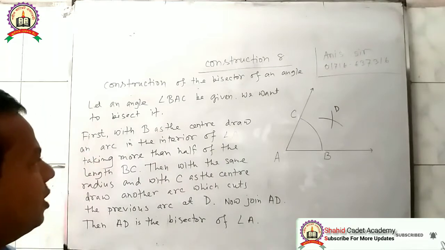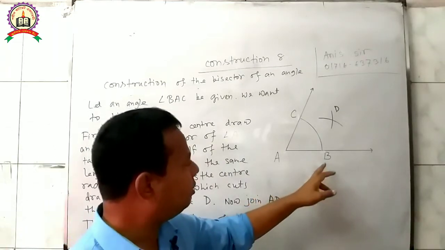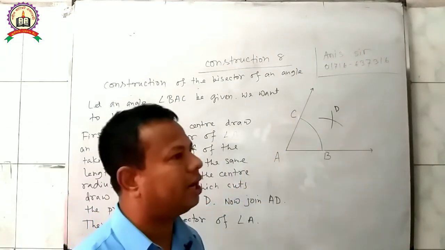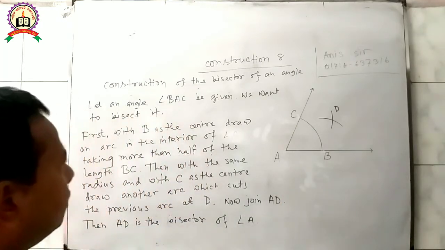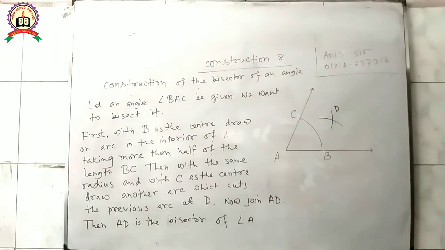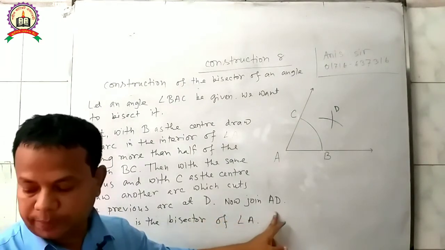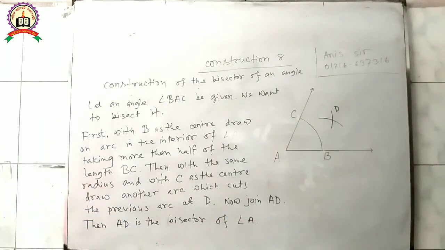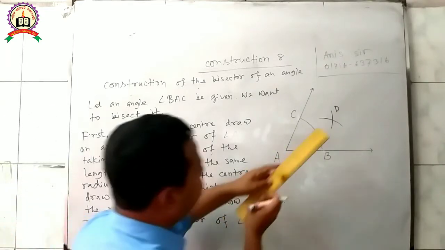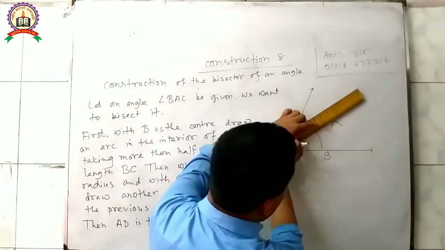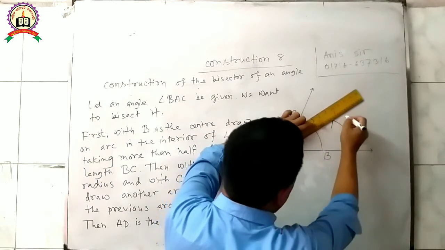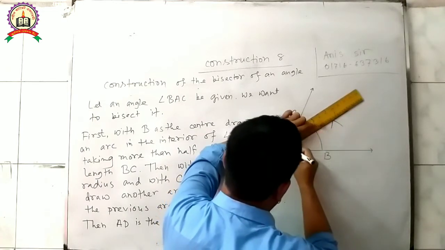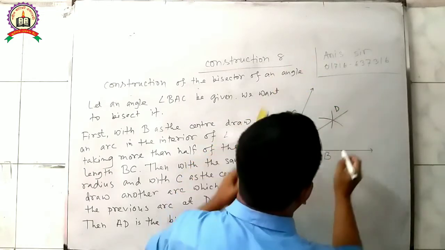Now we have drawn two arcs with centers B and C in the interior part of angle A. Now join AD. We have to join A and D.